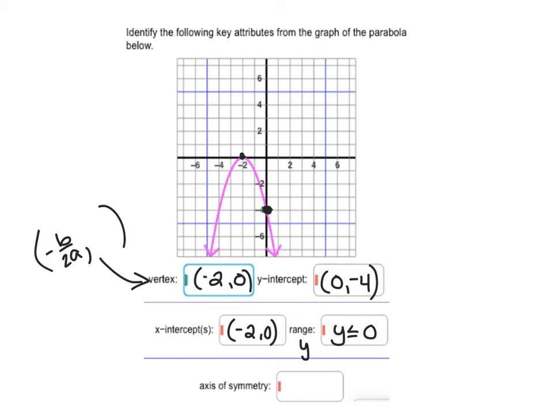Axis of symmetry is where, if I folded this parabola in half, what's the vertical line that it would fold on? So vertical lines are always in the form of x equals, because it's an equation. So x equals whatever the x coordinate of the vertex is. Here it's x equals -2. If you do not type in an equation right here, you will get the pink dot in Get More Math.